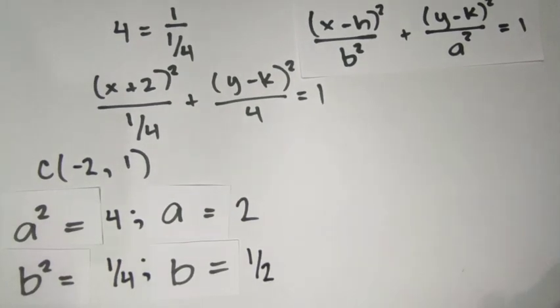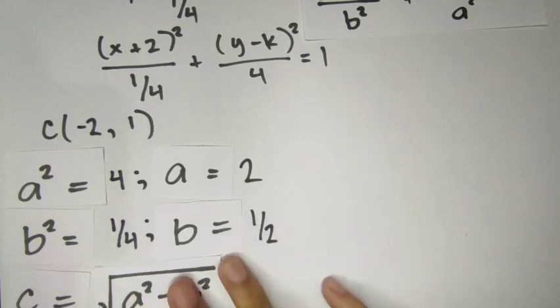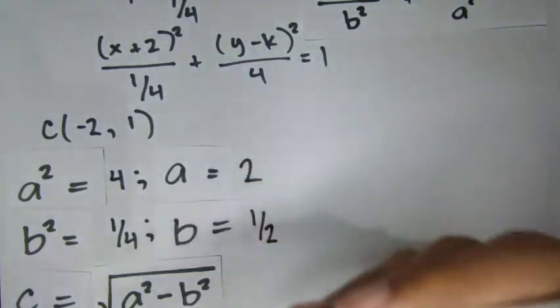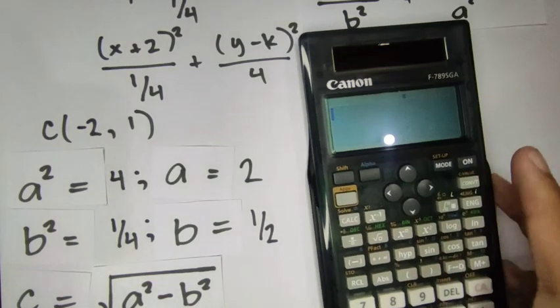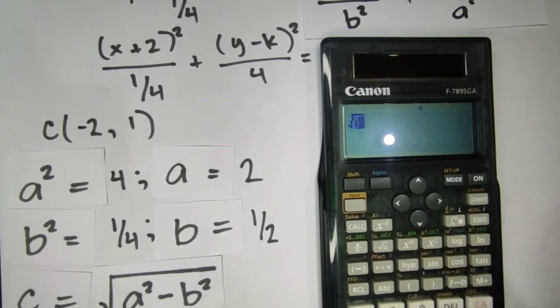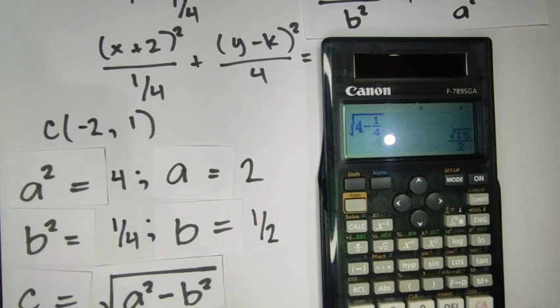Now that we have the values of a squared and b squared, we can now get the c, which can be derived by the expression square root of a squared minus b squared, which would be square root of 4 minus 1/4. Now we get our calculator. So the square root of, let's input the values, 4 minus 1/4, and that is square root of 15 over 2.